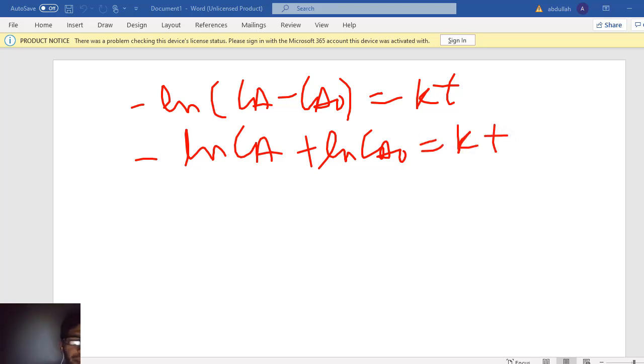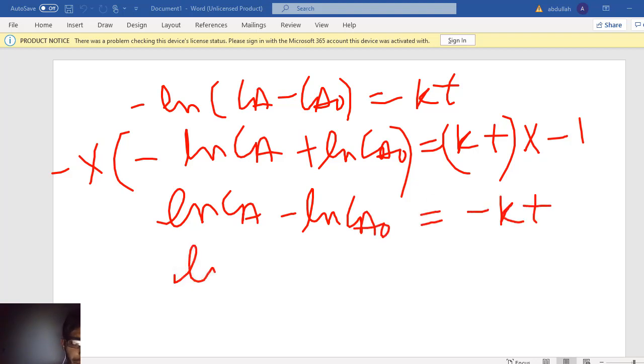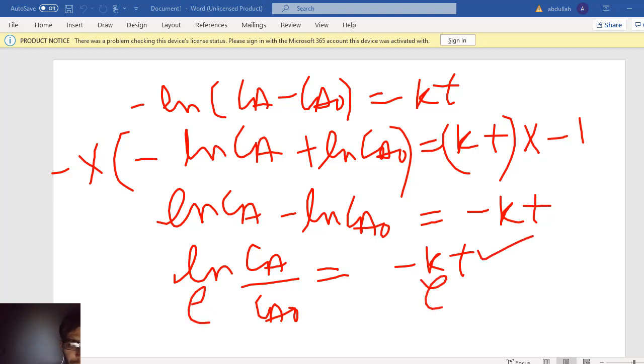Similarly, we can multiply by minus on this side and minus on this side. That will be ln Ca minus ln Ca0, which will be equal to minus K t. So it can be further written as ln of Ca by Ca0 is equal to minus K t. Taking the exponential with base e of this relation, the ln will be cancelled with the e, and Ca will be equal to Ca0 e to the power minus K t.